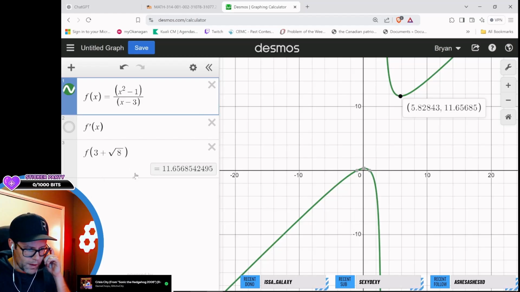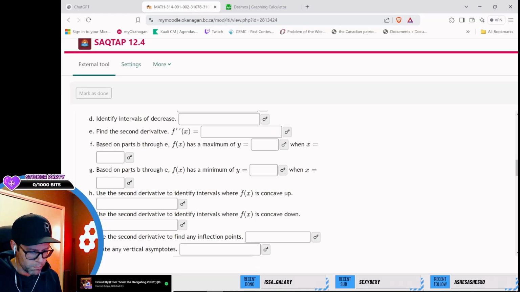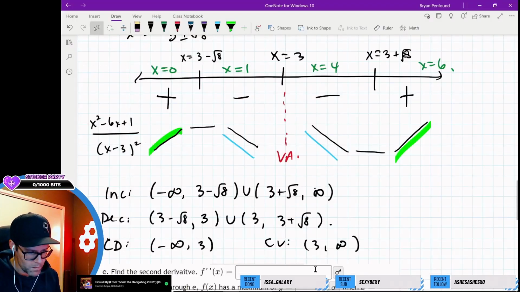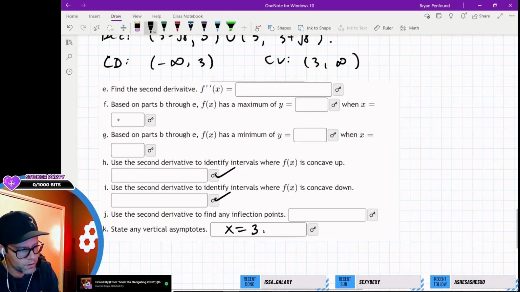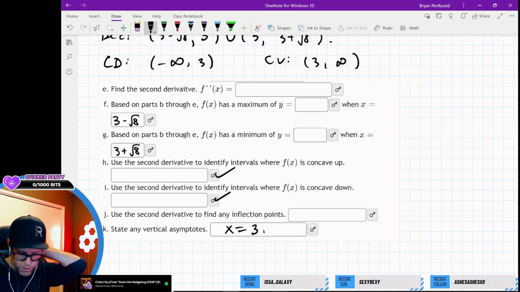There you go. So we have like 11.65. This one's going to be kind of awkward to write down, but that's how we would do it. So it has a maximum of blah. So the maximum happens when, no, the minimum happens when we're at 3 plus root 8, and the max happens at 3 minus root 8.